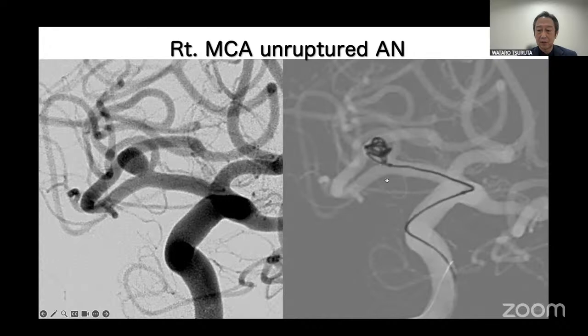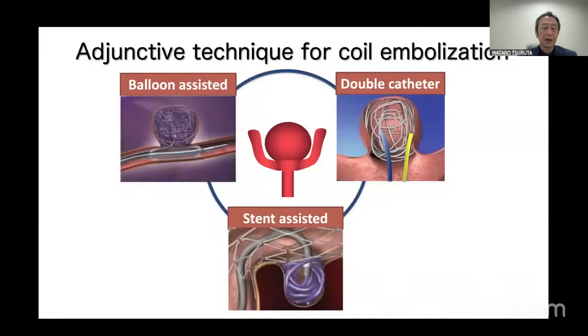So I could insert coils without any adjunctive technique, like this. But wide neck cases, irregular shapes, and large types are difficult to treat with simple coil insertion. So we need to use adjunctive techniques for coil embolization, such as balloon-assisted, double catheter, and stent-assisted coil embolization, including flow diverters.